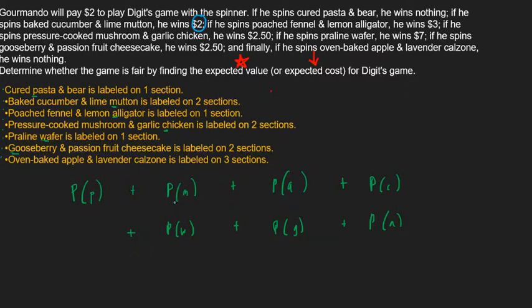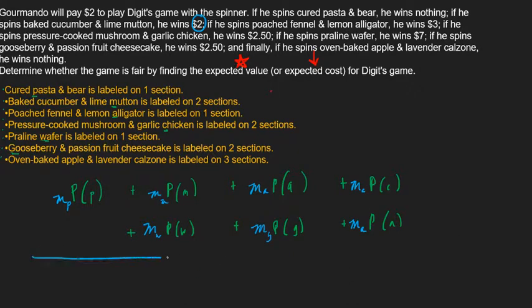So let's do, I'm just going to write an M for money. So you would multiply the money winning amount for each of it, and it's going to be a different number. So this would be the money associated with P, the money associated with M, the money associated with A, the money associated with C, the money associated with getting the wafer, the money associated with that gooseberry thingy, the money associated with the apple and calzone thingy. So this is your framework.